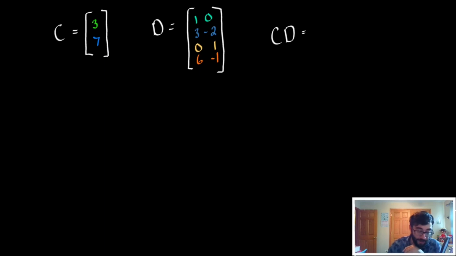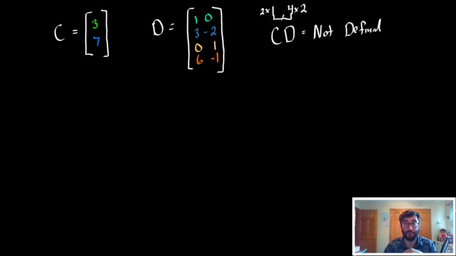So C is a 2 by 1, right? C is a 2 by 1, 2 rows, 1 column. And D is a 4 row by 2 column, okay? So notice, since these do not match up, I actually cannot multiply C to D, okay? C times D does not exist. It is not defined, okay?